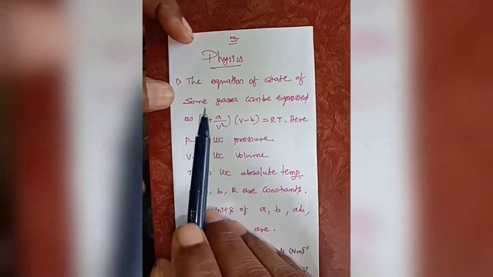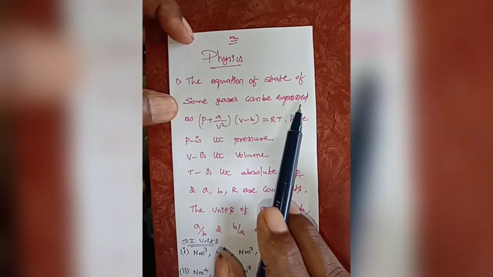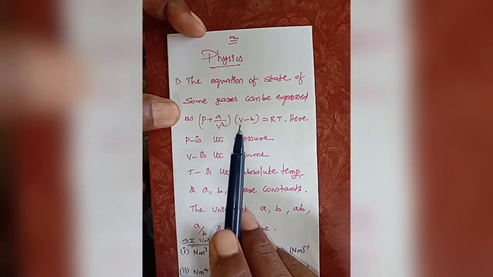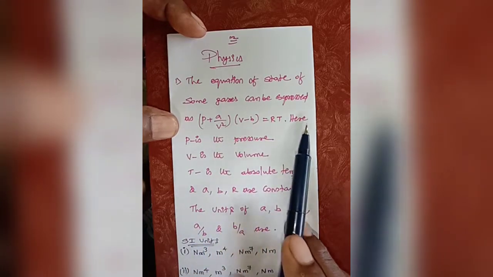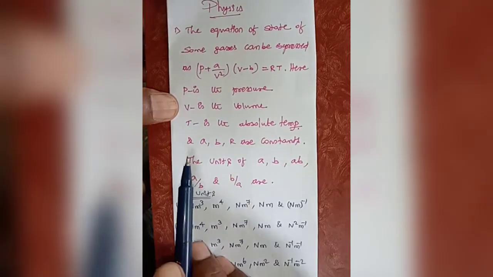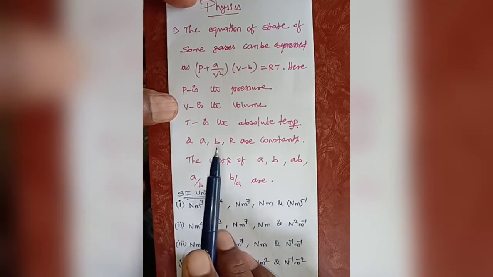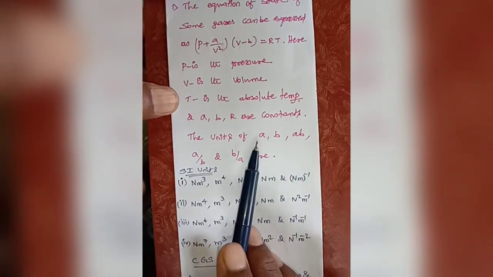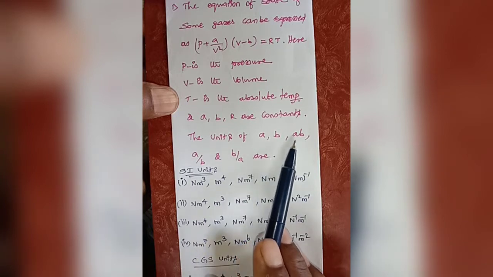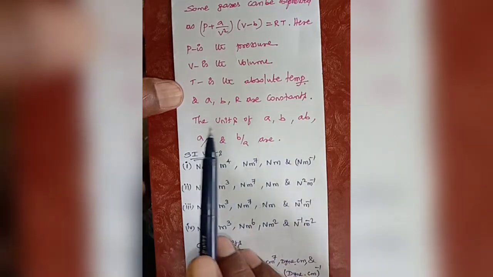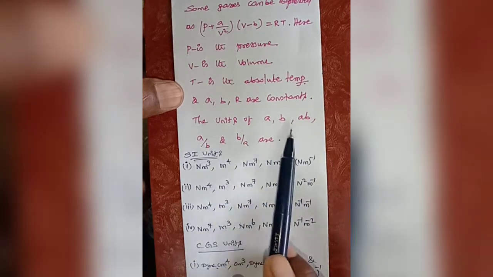The equation of state of some gases can be expressed as the van der Waals equation: (P plus a by V square) into (V minus b) equal to RT. Here P is pressure, V is volume and T is the absolute temperature, and a, small b and capital R are constants. Next we have to find the units of the constants: one is a, another one b, and then ab, and then a by b and b by aR. So now find out the units of van der Waals constants.